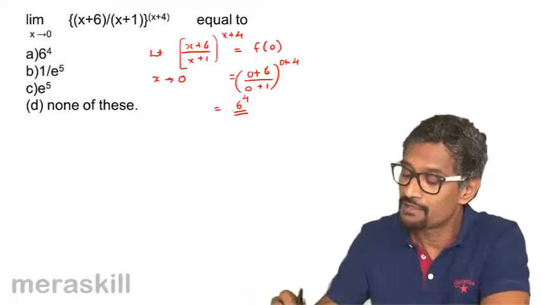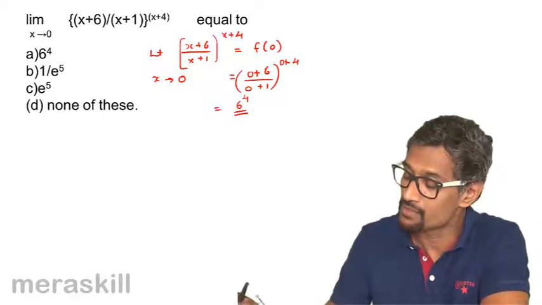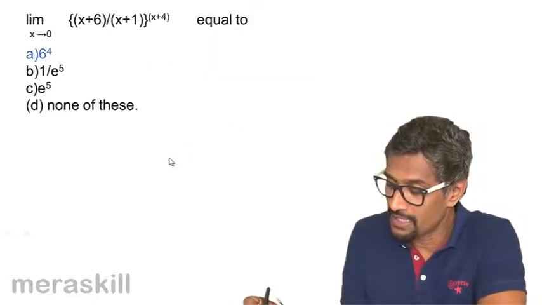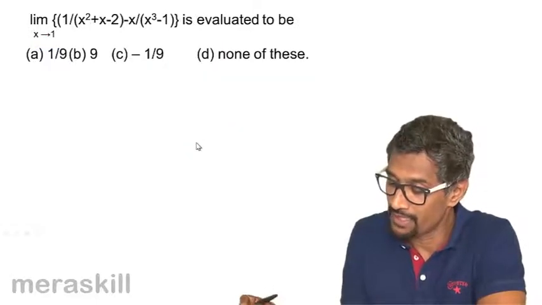So hence, the limit of this function as x approaches 0 is 6 raised to 4. Okay, yes, we do have it that way.